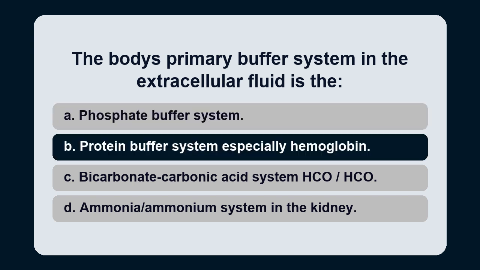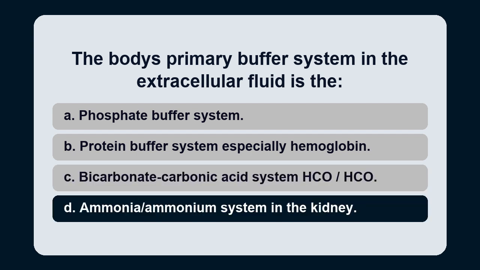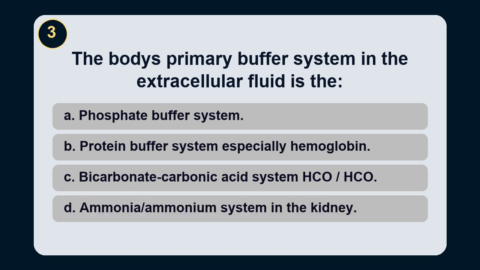Question 4. The body's primary buffer system in the extracellular fluid is: Option A, phosphate buffer system. Option B, protein buffer system, especially hemoglobin. Option C, bicarbonate-carbonic acid system, HCO3-/H2CO3. Option D, ammonia/ammonium system in the kidney.